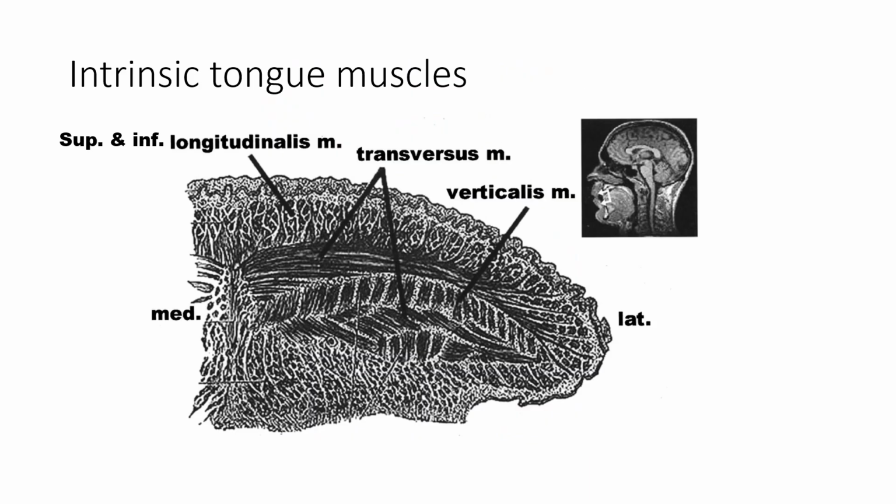There are 4 intrinsic tongue muscles. These are going to allow for the tongue to move in the various directions to help with speaking and with chewing and some other functions of the tongue. So the fiber orientations give us an indication of the name, and they also give us an idea of the movements that each will allow within the tongue itself. So we've got superior and inferior longitudinalis, and then we've got transversus muscles and verticalis muscles.